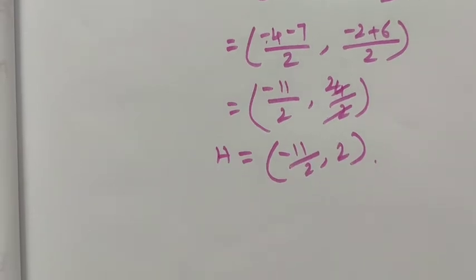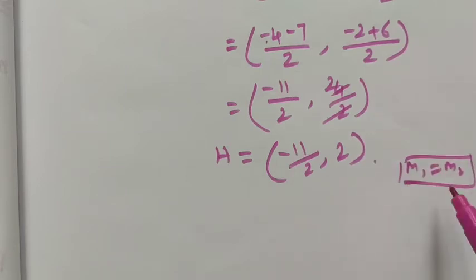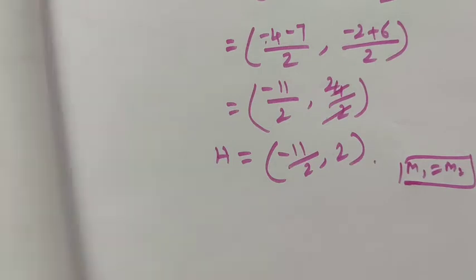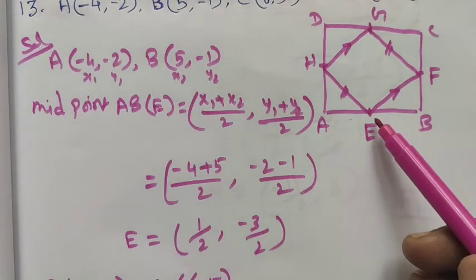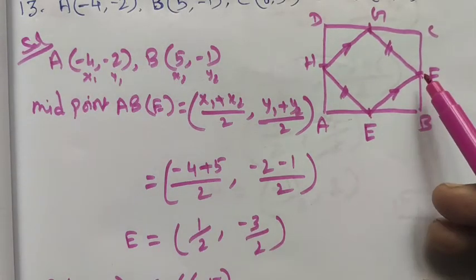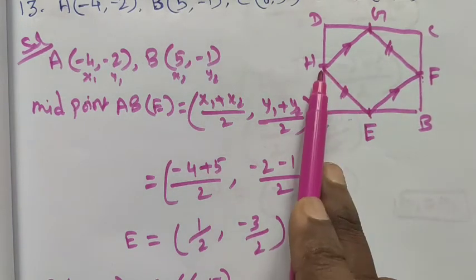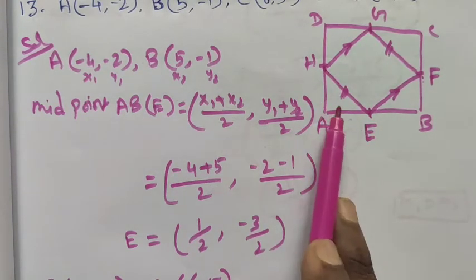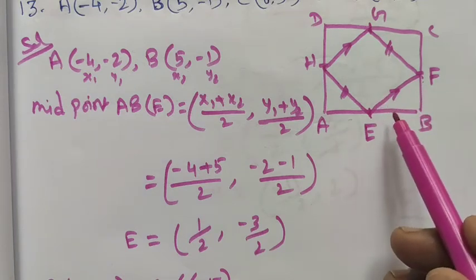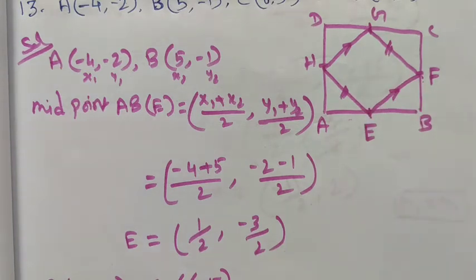Now we want to find the slope of the two points. By using the slope formula, we want to show that the two slopes are equal. Equal slopes mean parallel. M1 is equal to M2 means we can say it is parallel, right? Now we want to find out the slope of E and F point, F and G point, and then slope of GH and slope of HE or EH, right? Then we have to show that the two slopes are equal.